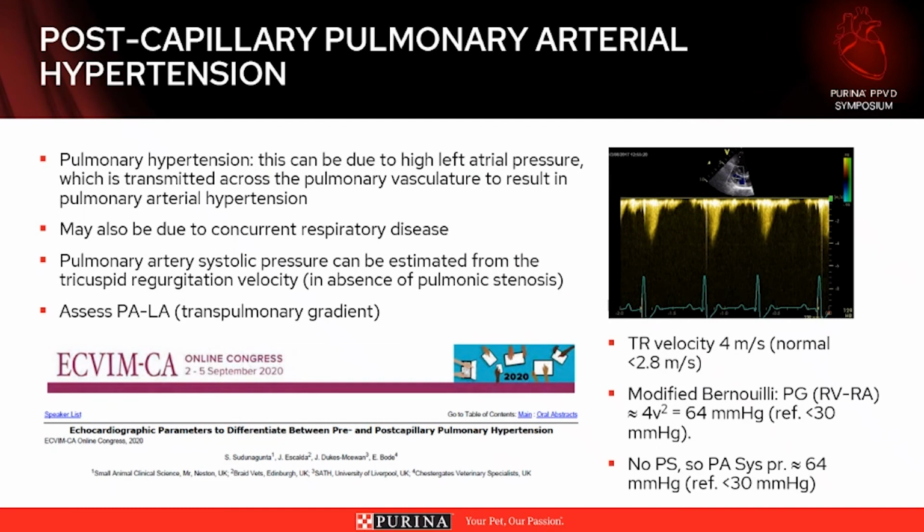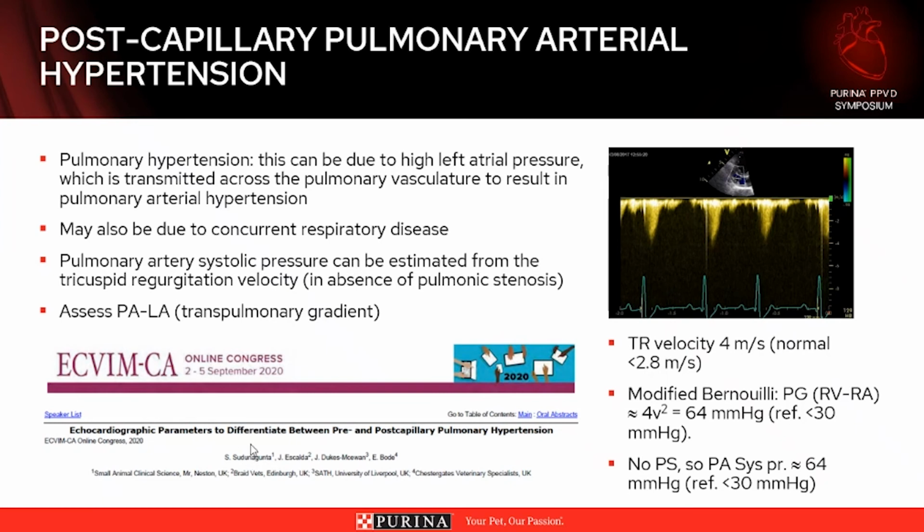Now, many of these dogs may have concurrent respiratory disease as well, so they might have bronchomalacia or chronic bronchitis as a cause of some of their clinical signs, or there may be a component of both. So one of the things we can do to try and discriminate between those in a dog with pulmonary hypertension is look at the pulmonary arterial to left atrial gradient.